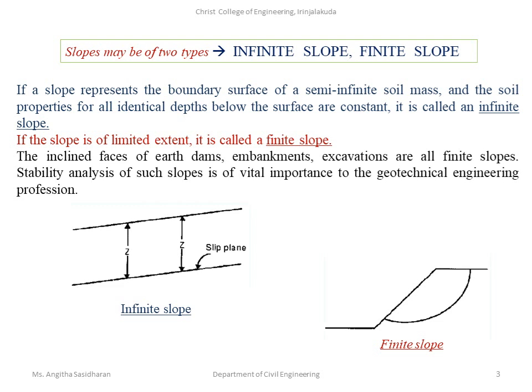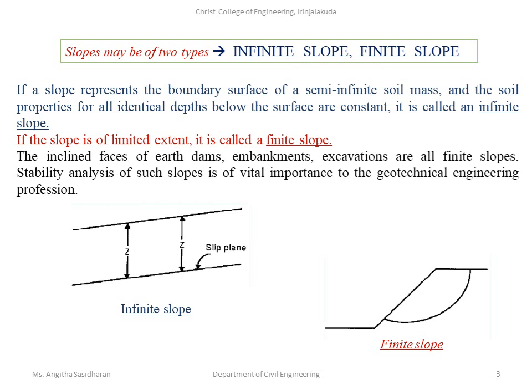Now the slopes can be of two types: infinite slope and finite slope. What is the difference between these two? If a slope represents the boundary surface of a semi-infinite soil mass, and if the properties for all the identical depths below the surface are constant, then it is called an infinite slope. So the mass should be of semi-infinite type and the properties should be identical for all depths. Such a case is an infinite slope.